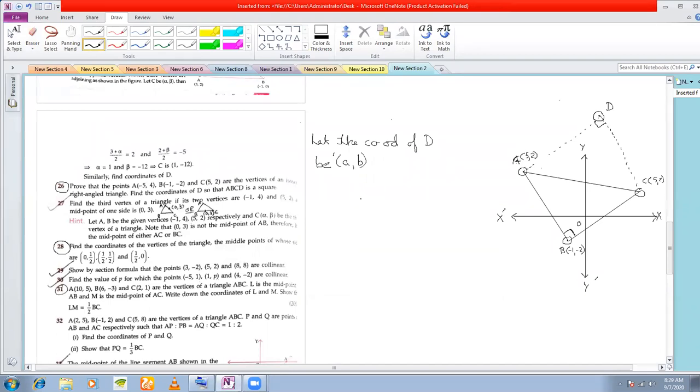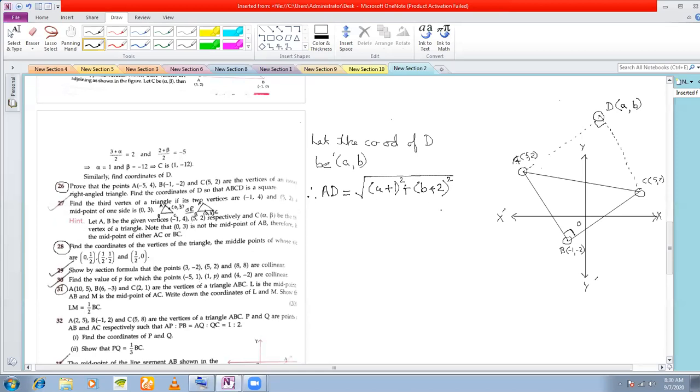So first we shall use the property that each side of a square is equal. If I have called D as (A, B), let us find out the distance AD. Therefore AD is the side of a square. What should be the distance AD? Root over A plus 1 whole square plus B plus 2 whole square.